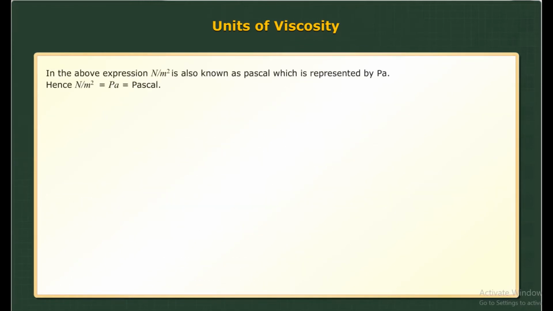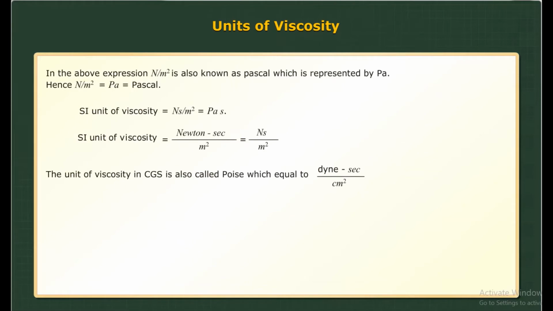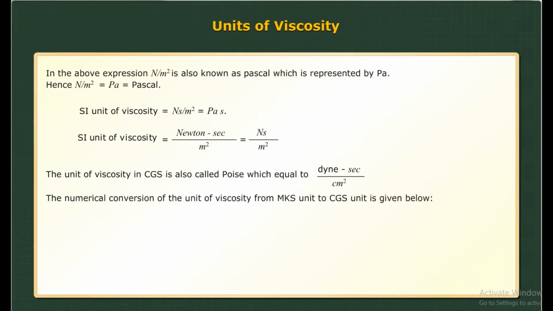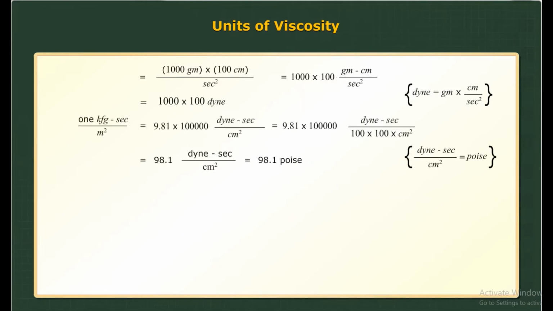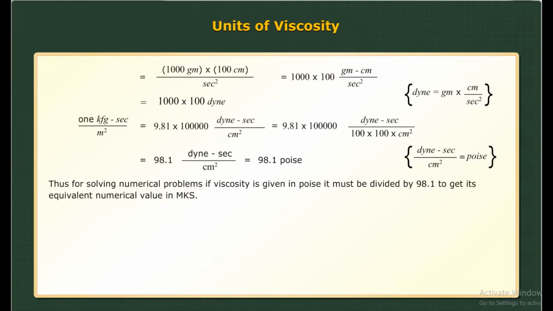In the above expression, N per m square is also known as Pascal, which is represented by Pa. The unit of viscosity in CGS is also called poise. The numerical conversion of the unit of viscosity from MKS unit to CGS unit is given below. Thus, for solving numerical problems, if viscosity is given in poise, it must be divided by 98.1 to get its equivalent numerical value in MKS system.